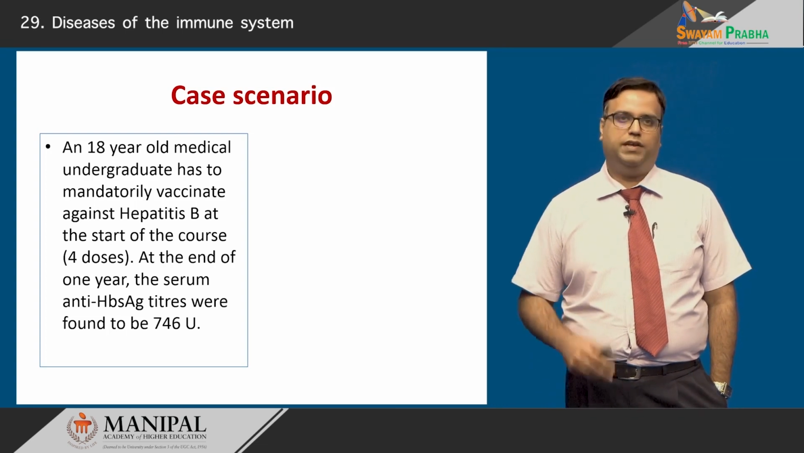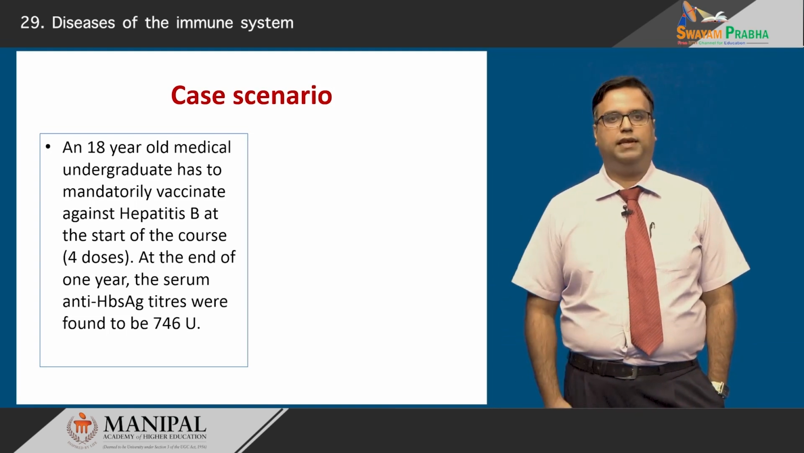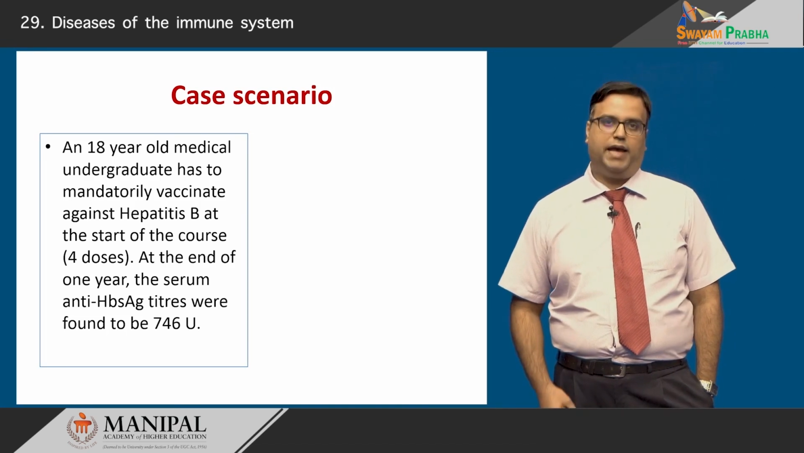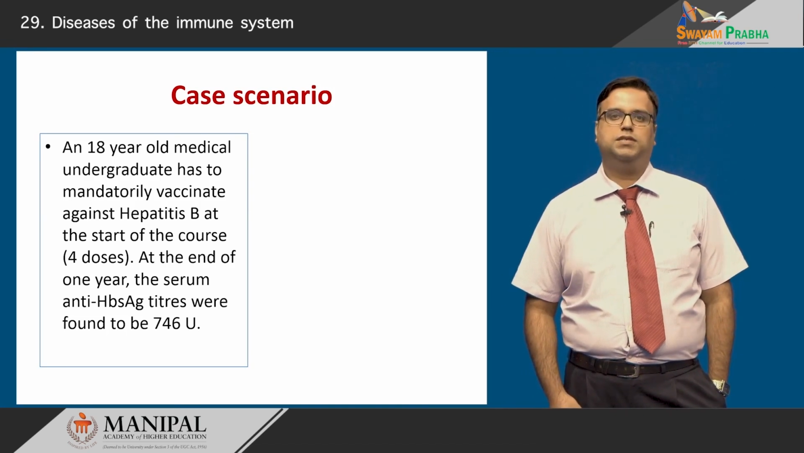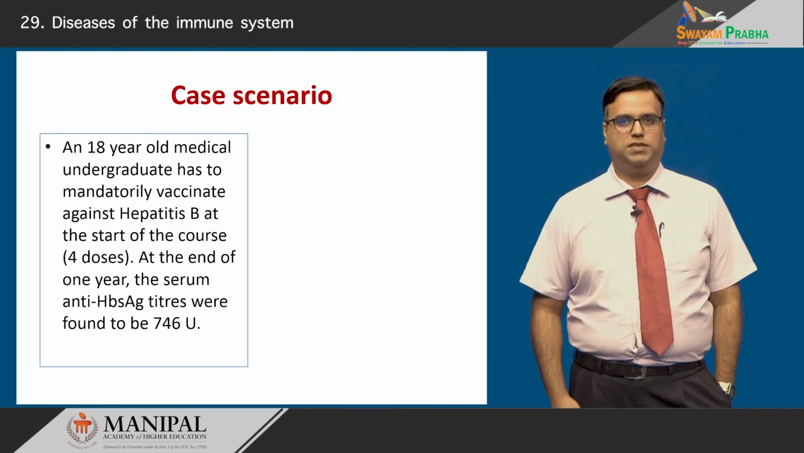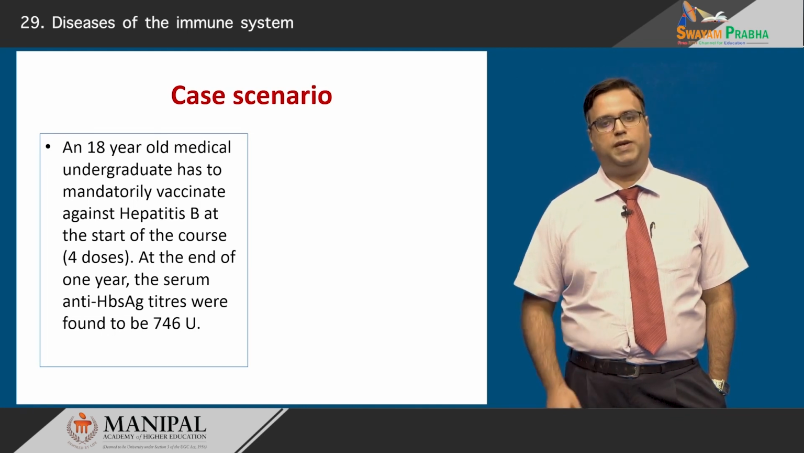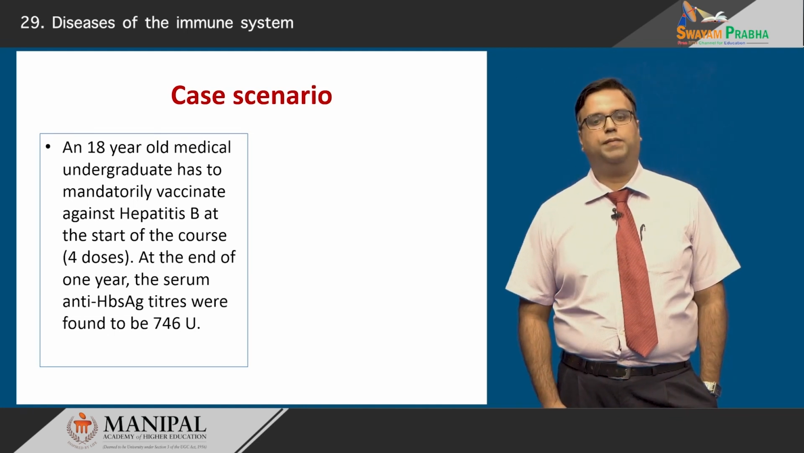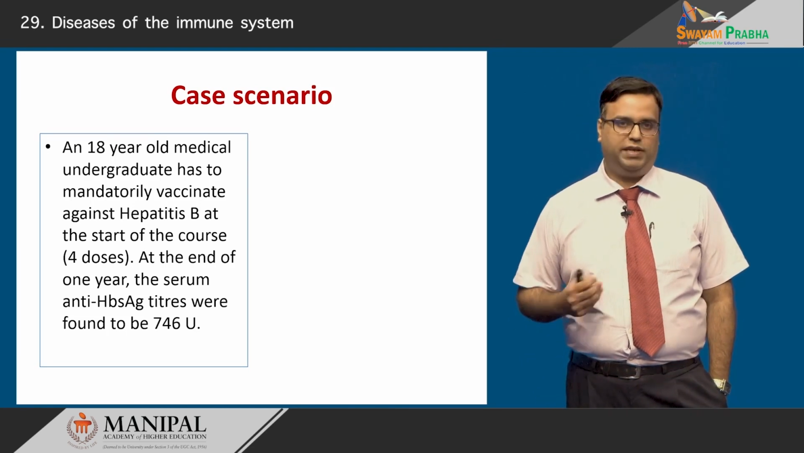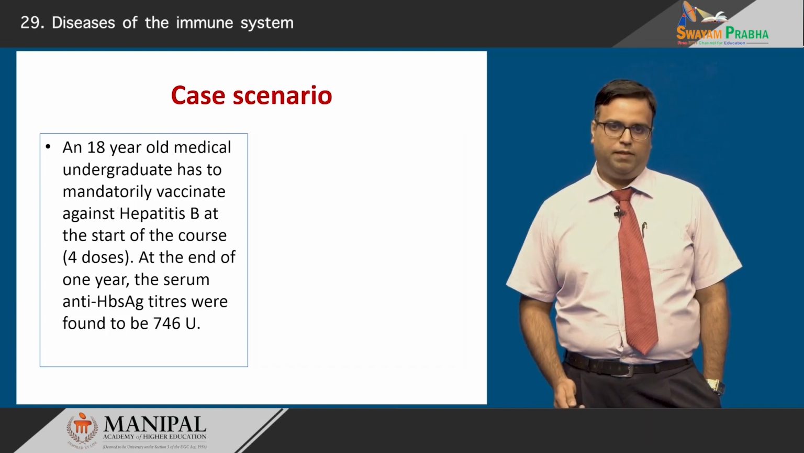Now, take the scenario of an 18-year-old medical undergraduate who has to mandatorily be vaccinated against hepatitis B at the start of their course. As we understand, the primary course is 3 doses and then the boosters, 2 boosters basically. At the end of 1 year, it was found that the serum anti-HBsAg titers were found to be 746. More than 10 is considered to be protective. Now here it was 746, certainly no case for worry.